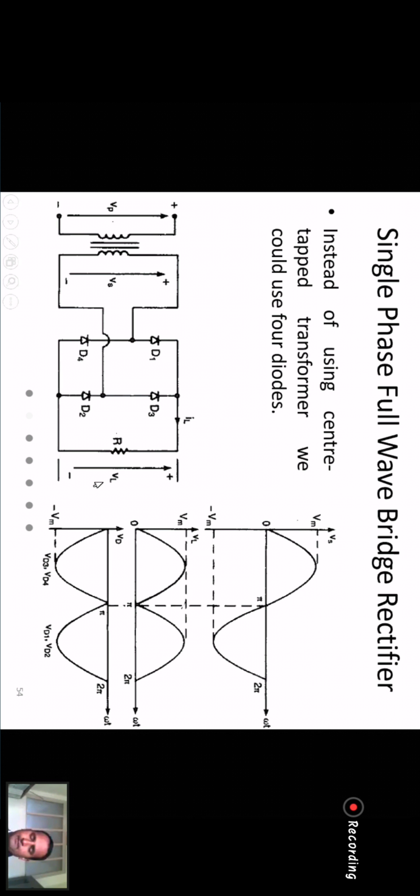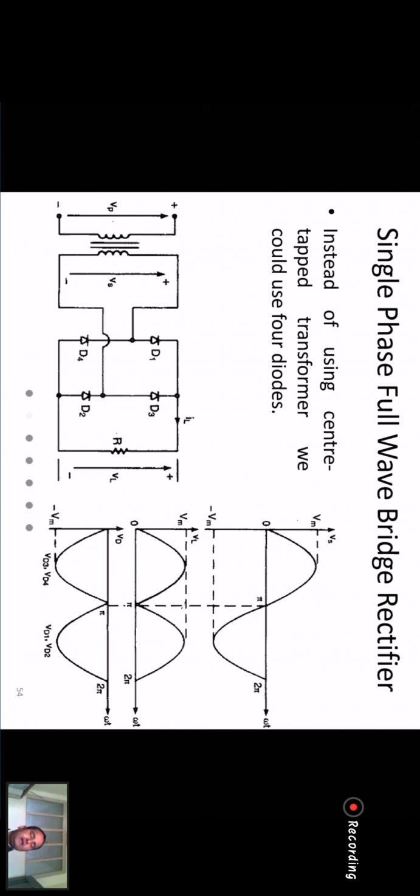Now, next one is the single phase full wave bridge rectifier. In this one, the difference is that in the center tap type we use only two diodes, but in the single phase full wave bridge rectifier we use 4 diodes, D1, D2, D3, and D4.